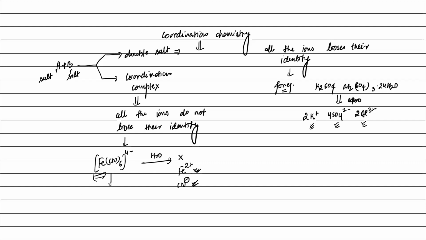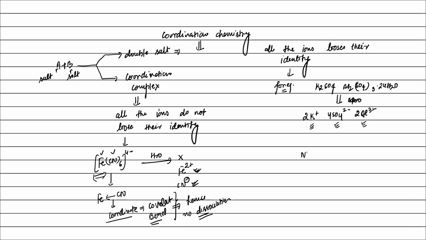Why is this so? Because there is formation of a coordinate bond between iron and CN, and a coordinate bond is a type of covalent bond. All of you know that a covalent bond does not dissociate easily in a polar solvent. In complexes or molecules where the nature of bonding between the two species is covalent, the molecule does not dissociate easily. Hence, no dissociation. Is it clear?